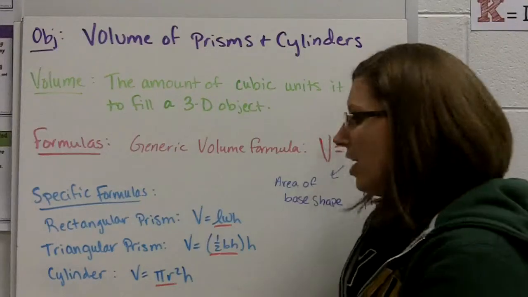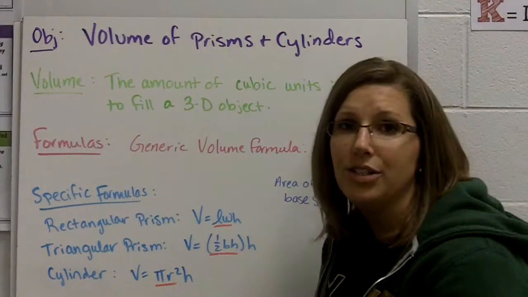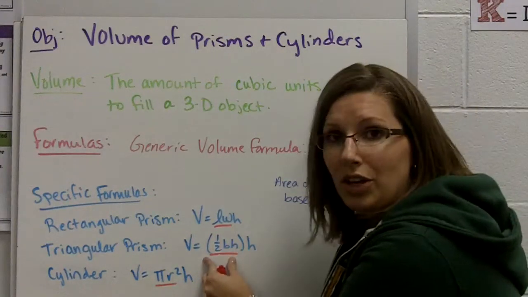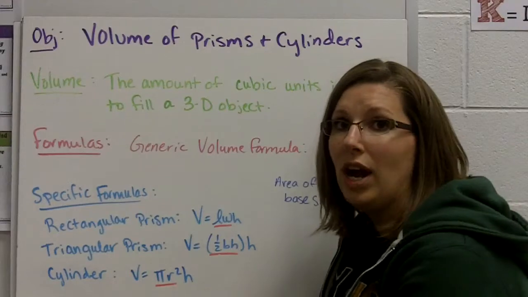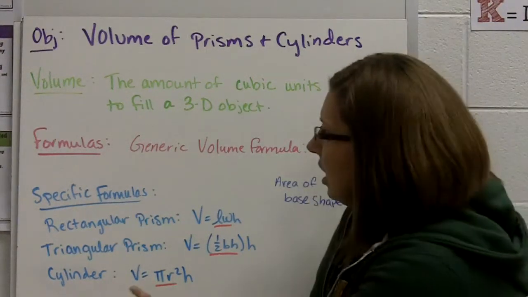It's all linked. So this H and this H are actually going to be two different edges of your prism. This H is for the triangular base. This H is for how tall the prism is. And we'll look at some examples in a second.